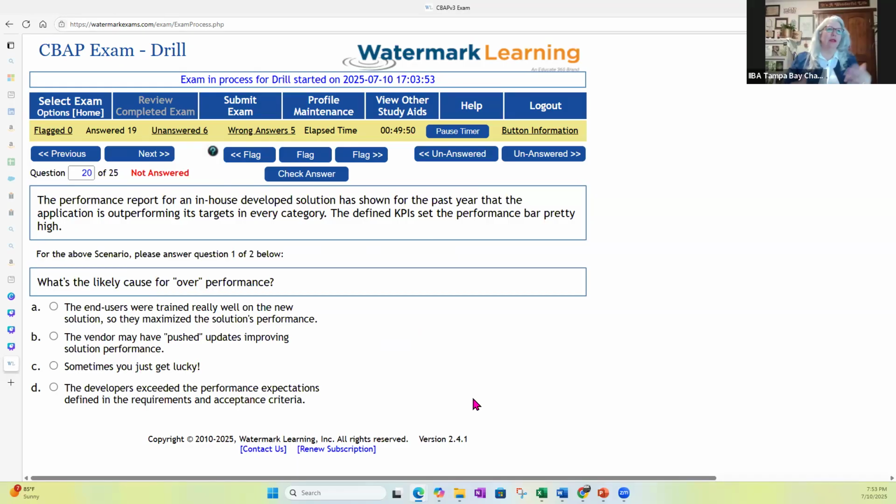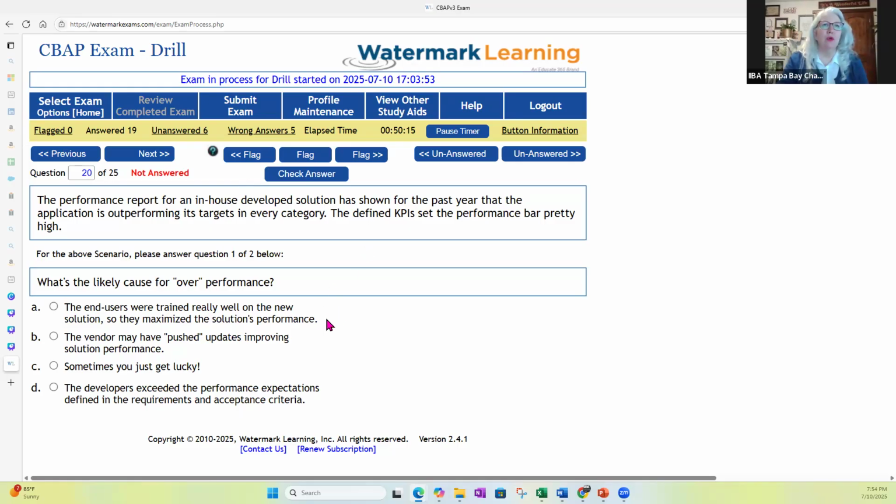The performance report in an in-house developed solution has shown for the past year that the application is outperforming its targets in every category. The defined KPIs set the performance bar pretty high. What's a likely cause for this overperformance? It's working at 200% of what we expected. This is great. We're going to go out for drinks.